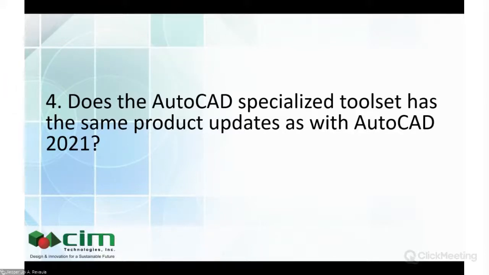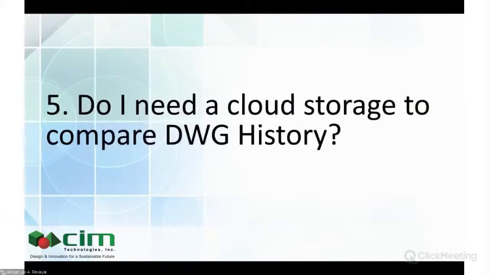Still no questions in the chat box. I will continue with the last common question. The last common question is, do I need cloud storage to compare DWG files? This was already answered earlier. So yes, because to access the version history list, you need to be on a subscription and have an account with a supported cloud storage provider. Again, those providers are Dropbox, Box, Microsoft OneDrive, and also Google Drive.